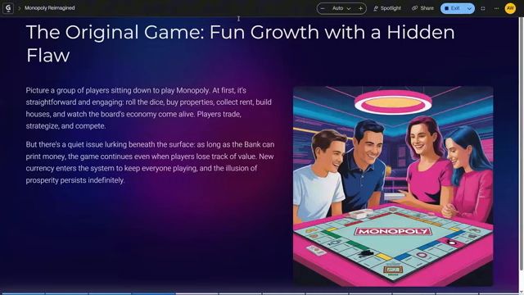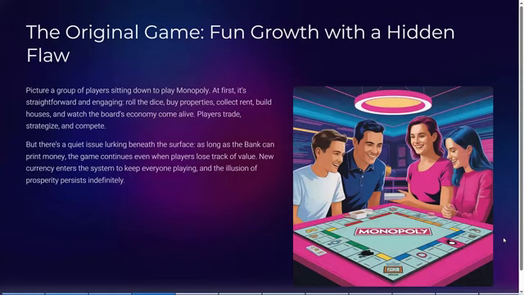So this is the flaw with the original game of Monopoly. Now picture a group of players sitting down to play Monopoly. Maybe you just got the board out, y'all put it on your kitchen table, and you start to play. At first, it's really straightforward and engaging. Everyone gets issued their currency, and the board is completely empty. So you start to roll the dice and move around. You start to buy properties, collect rent, and stack your little houses on the game. And you watch this board's economy come to life.